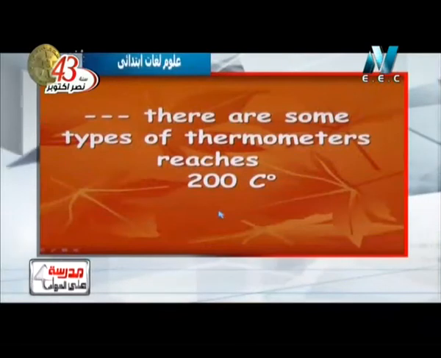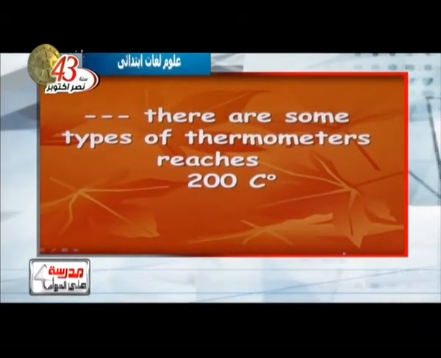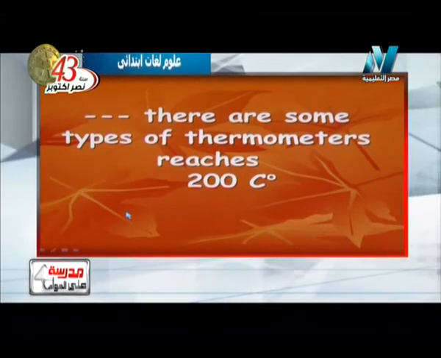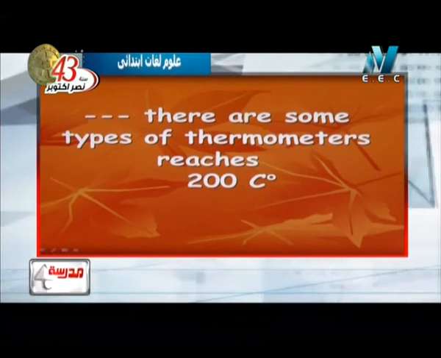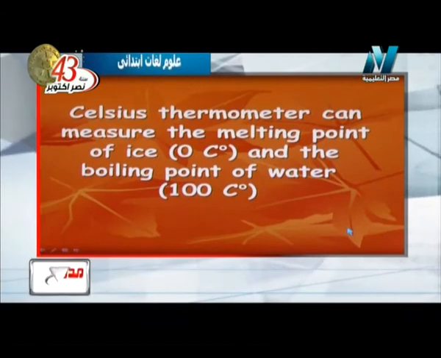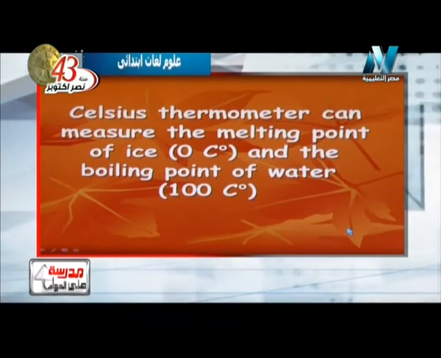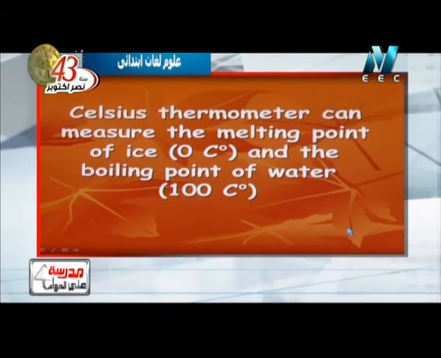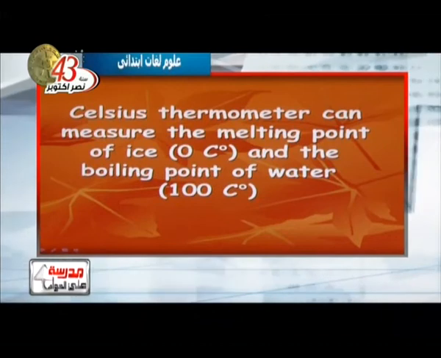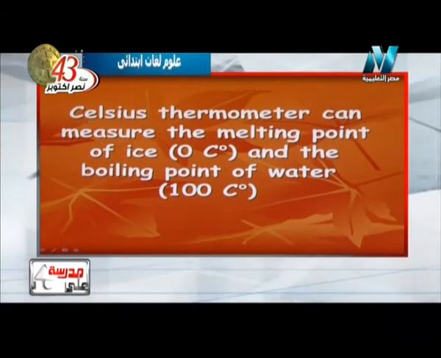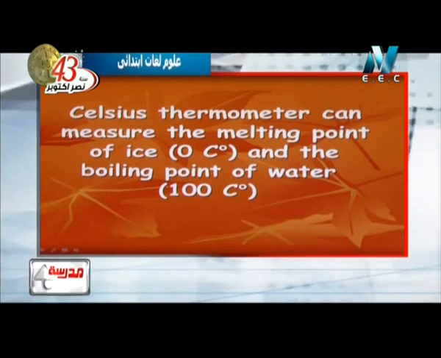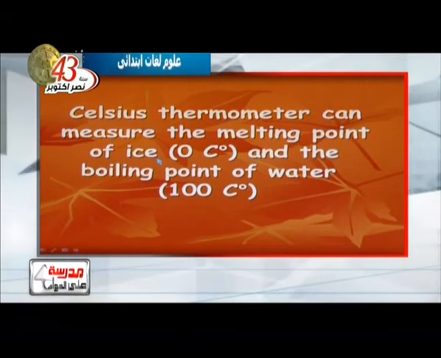There are some types of thermometers, such as the Celsius thermometer, that reach 200 Celsius. Also, the Celsius thermometer can measure the melting point of ice, 0 Celsius, and also the boiling point of water, which is 100 Celsius.